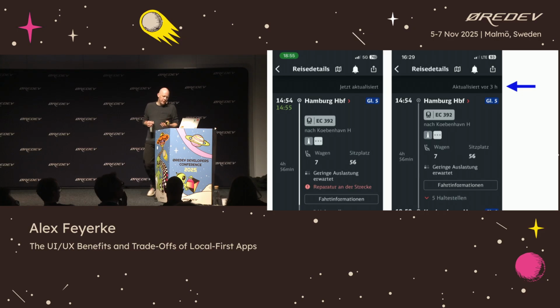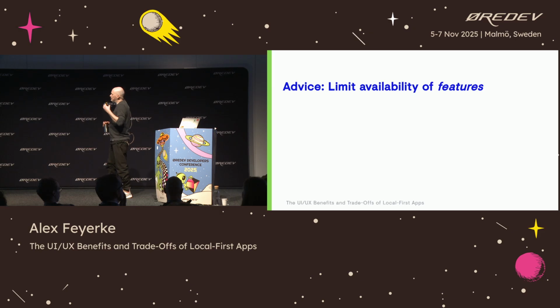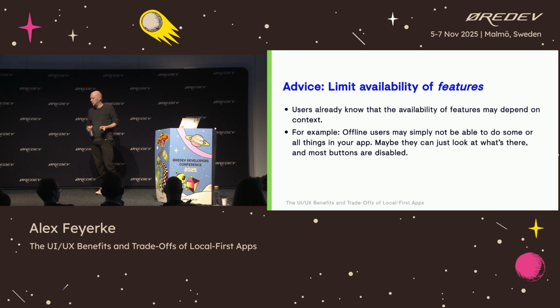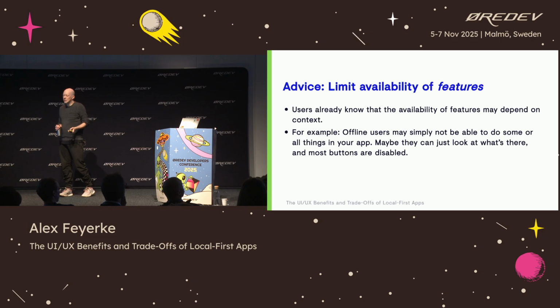So limited availability of data is a bit unintuitive for people, but limited availability of features is a bit more well known. Users already know that features may be missing depending on context. You know, what plan do I have? What permissions do I have? What is my role? Stuff might be disabled, and you can use that. Maybe if they're offline, they can just read stuff. Right?